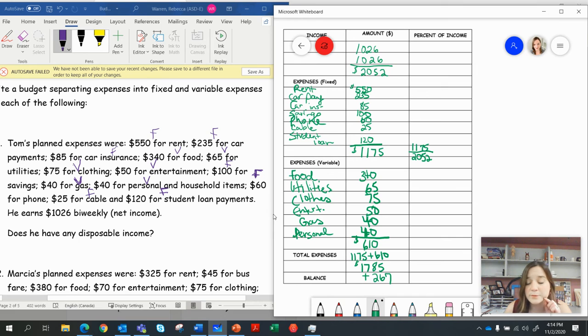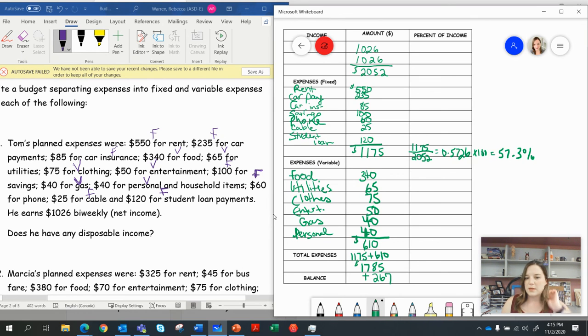You will get a decimal. You times that decimal by 100 and it turns it into a percent. So when you do 1,175 divided by 2,052, you get 0.5726. You times that by 100 and you get 57.3%.